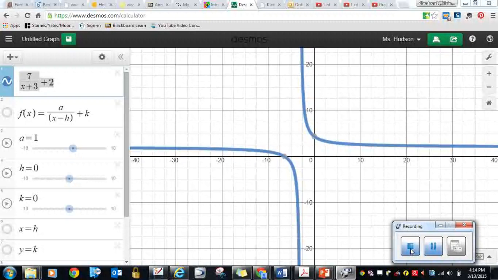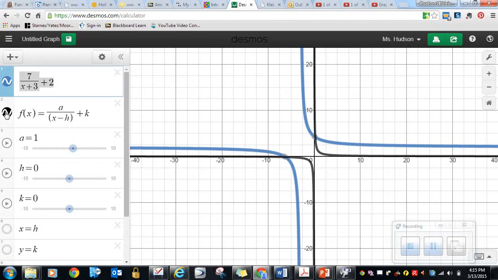So let's say you're given the function 7 over the quantity x plus 3, plus 2, and it's your job to identify the asymptotes and to discuss the domain and range of this function. I'm going to help you do that by looking first at the parent function.